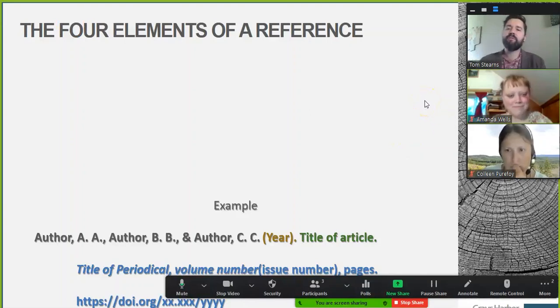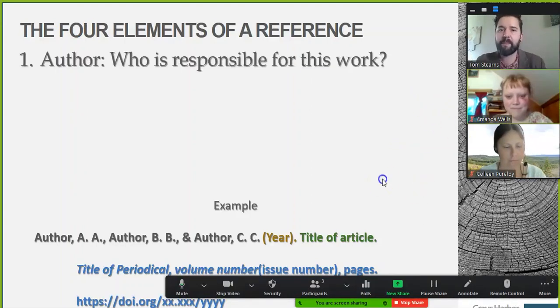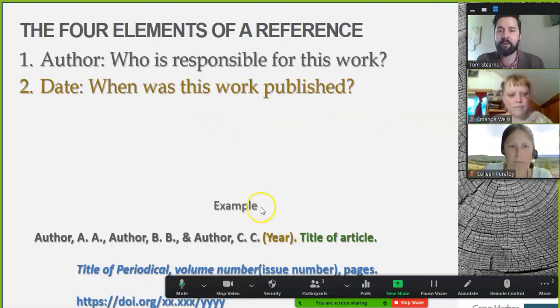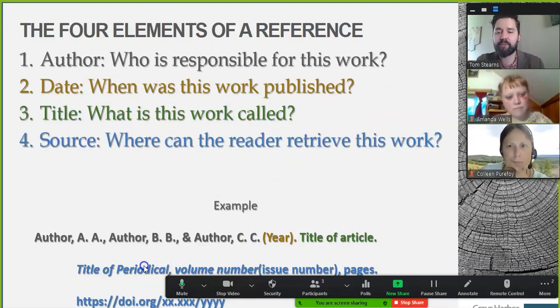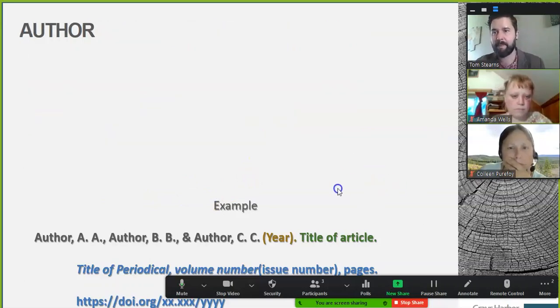Okay, so there are 4 elements of a reference. The first one is the author, which you can see here in the purple. So who's responsible for the work? The date is in yellow here. When was this work published? The title, so what is the work called? You can see that in green. And then the source, so information about the source. The source is just telling your reader where they can retrieve this work. If they go to the library or if they go to the internet to find it, how will they locate it? So remember, we're talking about journal articles here.